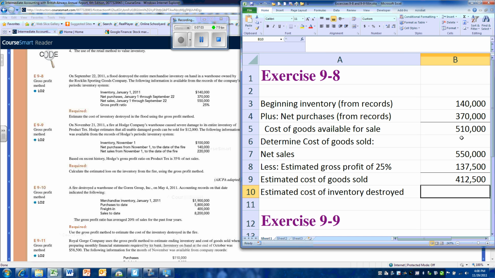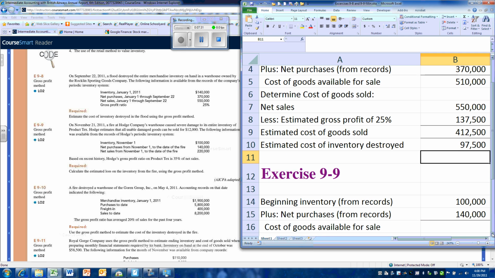We had $510,000 available for sale. We estimate we sold $412,500, which means we have in our remaining inventory the goods available for sale minus the goods that we sold, and we can estimate that the loss due to the flood was $97,500.